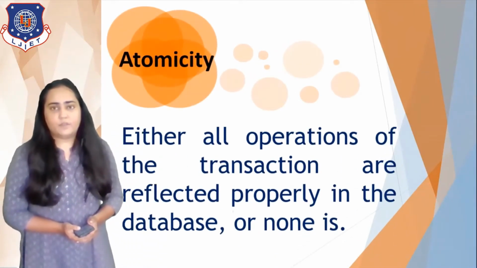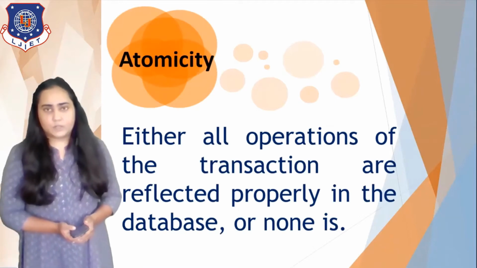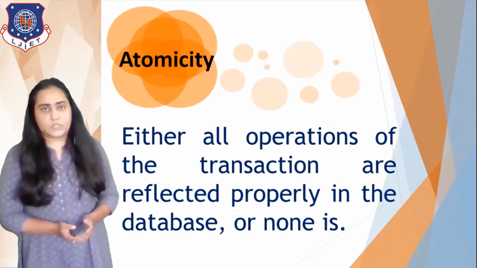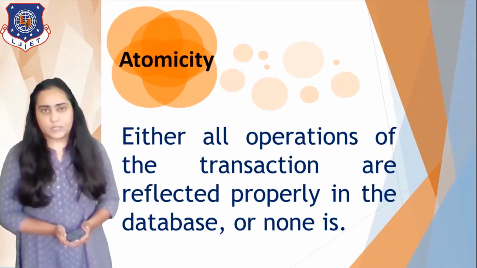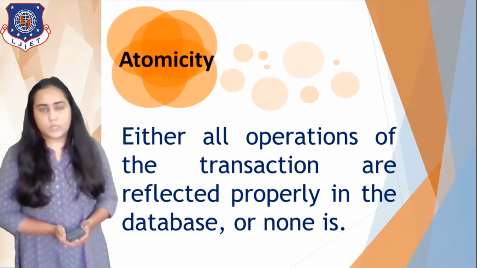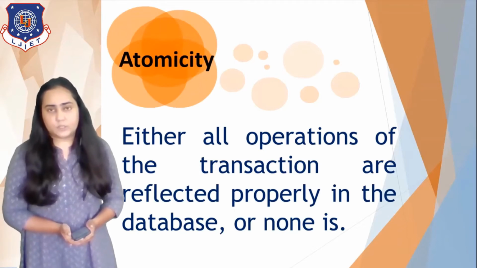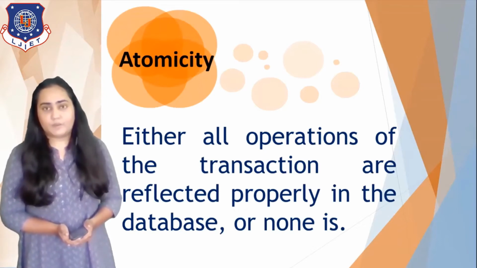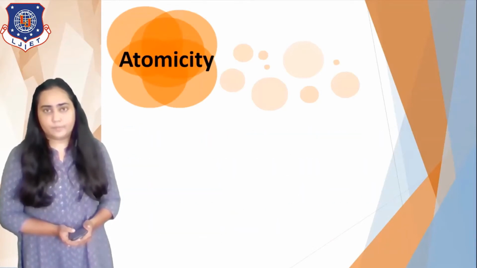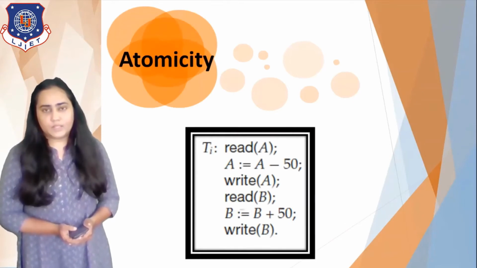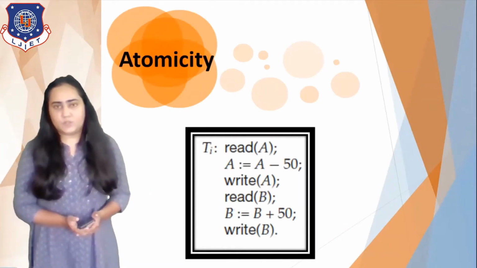Atomicity is where either all operations of the transaction are reflected properly in the database or none is. So this means either your transaction is fully executed or it is not executed at all. It should not be somewhere in between, because when it's in between, it will cause some problems. And I'll show you that with an example.